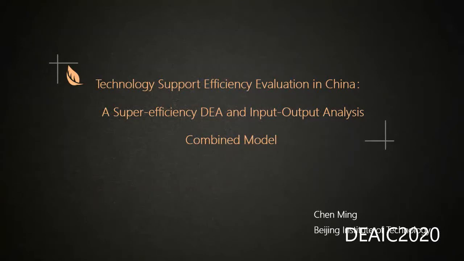In this study, we define the conception of technology support efficiency and clear the index word matching. Then we solve two important problems. One is that the classic DEA model is not suitable for this study. Another is that the main variable we research did not have direct data, so we combine the single factor super efficiency DEA model with input output analysis to solve these two problems.